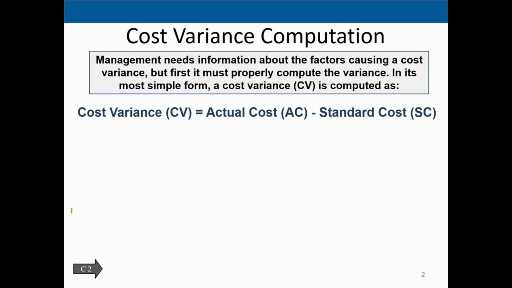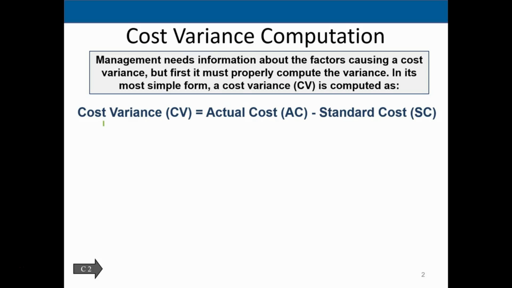So we're going to take a look at some formulas. They can be a little confusing to look at first, but once we get used to the terms, they're not too bad. So what we're going to use is cost variance, and we're going to abbreviate that with CV. Actual cost, this is what actually happened, with AC, and the standard cost with SC. So the cost variance equals the actual cost, what actually happens, minus the standard cost. That's the variance. So the cost variance is the difference, basically.